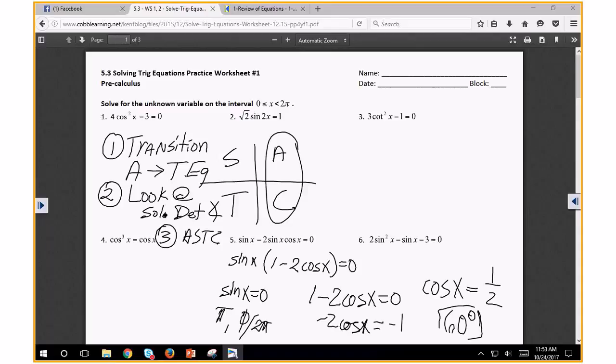All right, try number 6. Number 6 is the one you tested on a good bit because it's a what? It's a trinomial or quadratic, Hubert. That's right, class.